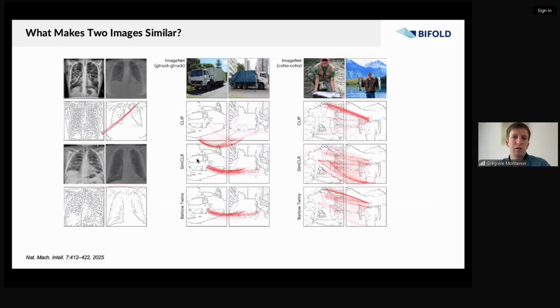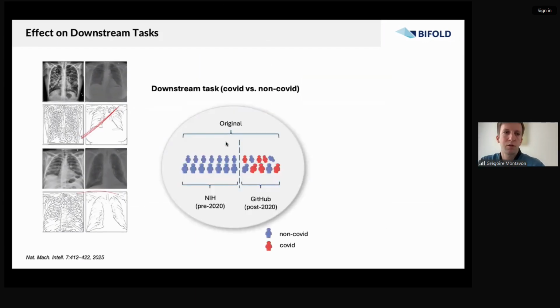For example, SimCLR, which is another type of unsupervised training algorithm, tends to focus on features that are more semantic, but more focused on the center of the image compared to CLIP. So we wanted to also try to understand practically what are the possible consequences of such flawed strategies. And so we simulated a downstream task, which is that of predicting COVID versus non-COVID.